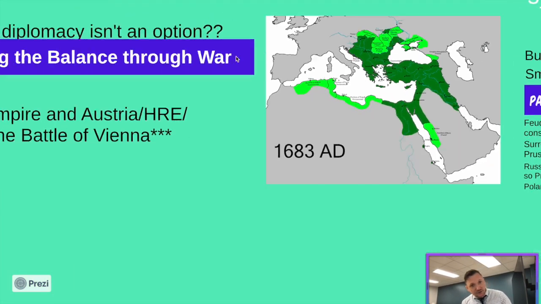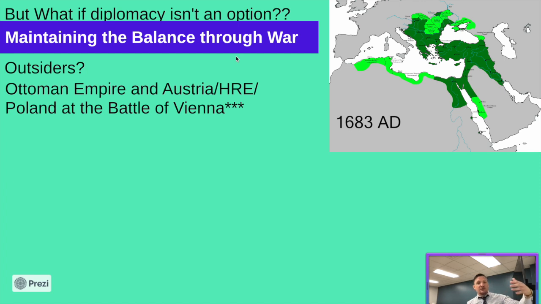So going into it, what's going to end up occurring is that the Austrians, the Holy Roman Empire, and the Poles all come together and unite to stop the advancement of the Ottoman Empire. And is this a turning point? Yes, this is a major turning point in European history because it's going to signal the beginning of the end of the Ottoman Empire, right? The Ottoman influence in Europe will never increase from this point. It will actually only slowly go down, right?